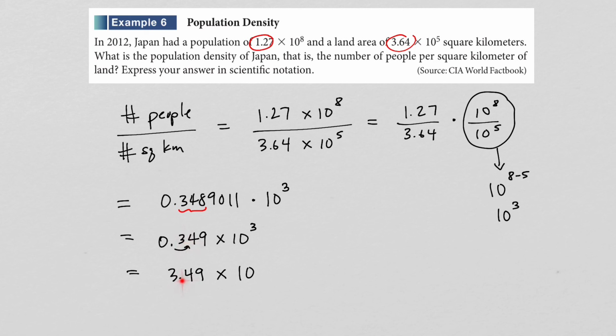So really, it should go back one place to the left to be what it used to be. So we had 10 to the 3rd, but we moved it one place to the right, so we need to move it one place to the left to get back the number that we used to have. And so this is 3.49 times 10 squared. And what I'm doing there is I'm simply adding these exponents together. 3 plus -1 is 2.